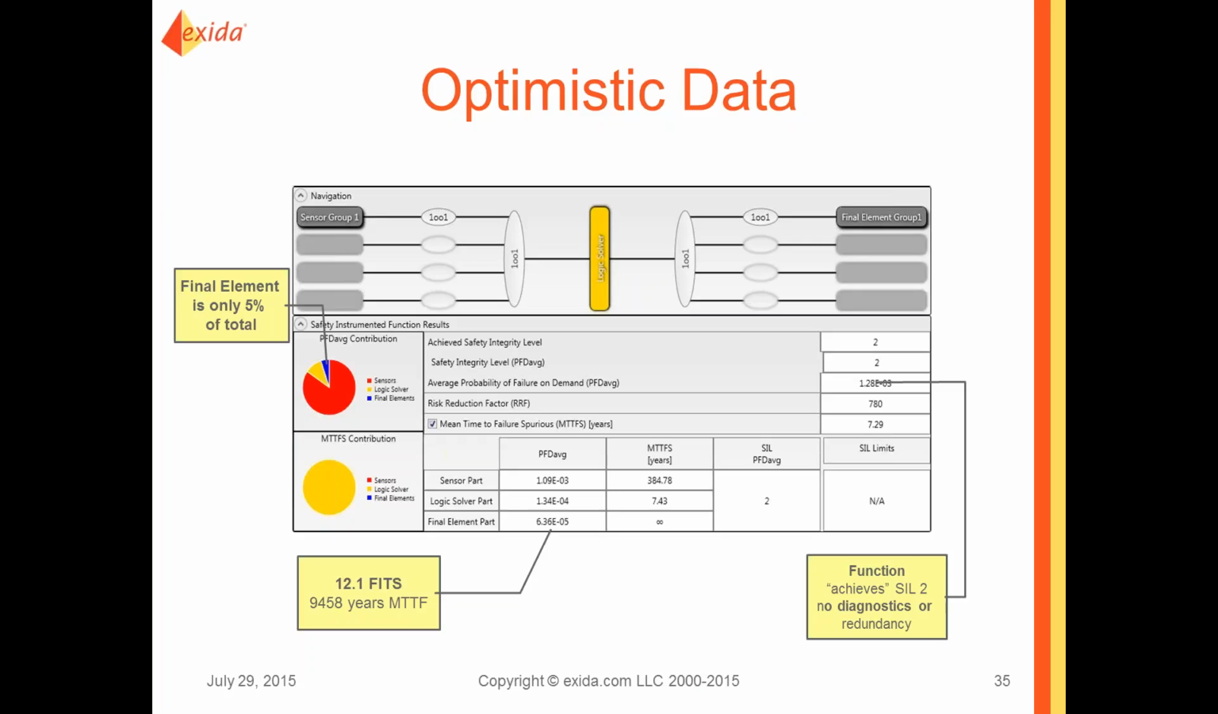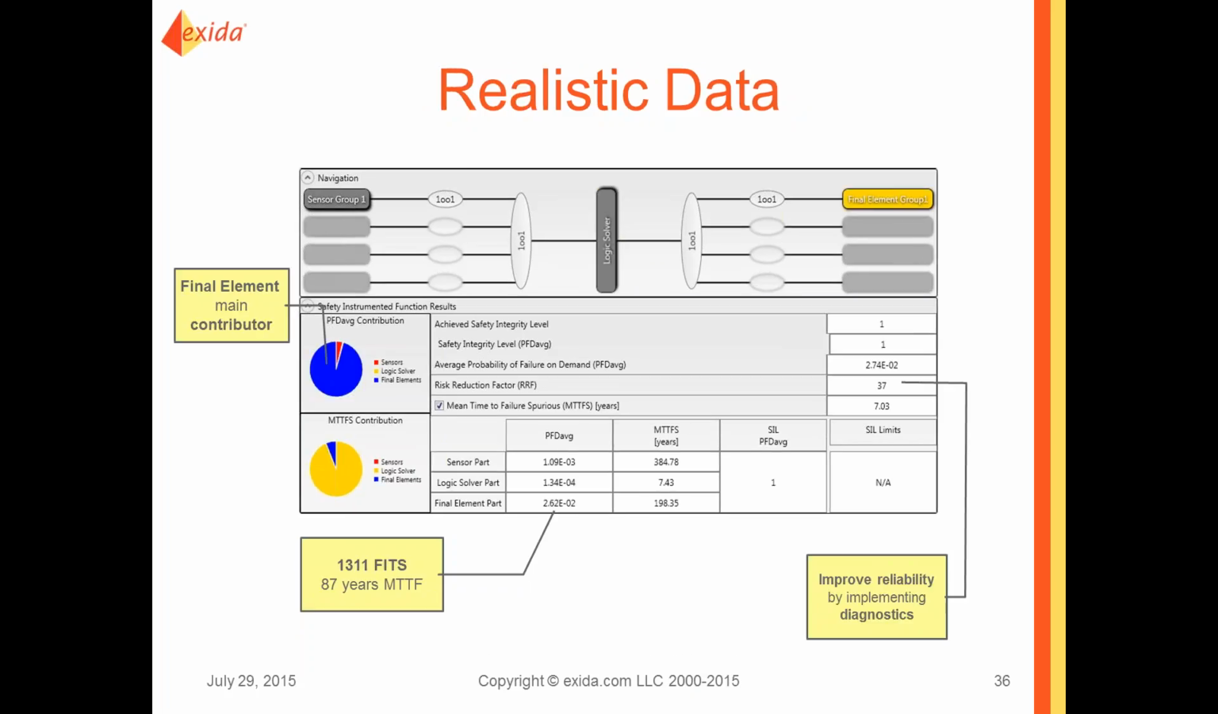That's not realistic. If we remodel this with more reasonable numbers, we get maybe 1,300 FITs for the whole assembly, maybe 87 years mean time to failure, and we made SIL1, which is fine, that's very good, and that could be improved by either redundancy or implementing things such as partial valve stroke test as a diagnostic. And we see up here in this, the final element is now the major contributor to the PFD average.